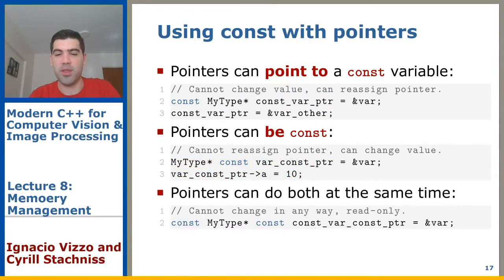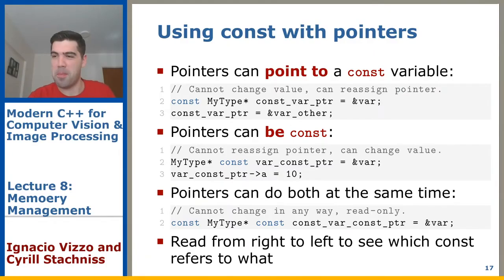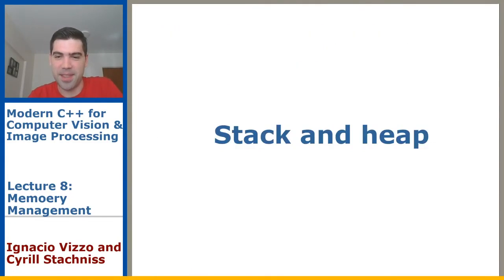And then pointers can do both at the same time. So you can have a constant pointer to a constant type. Just don't get really frustrated. Ideally, you should spend 5 minutes with these slides at home and try to make sense out of the 4 sentences. And if you have doubts, let me know. But this is basically like a tongue twister. So that's it, nothing else.